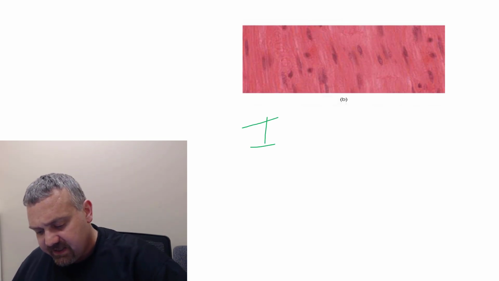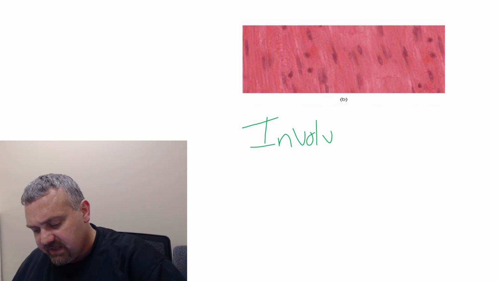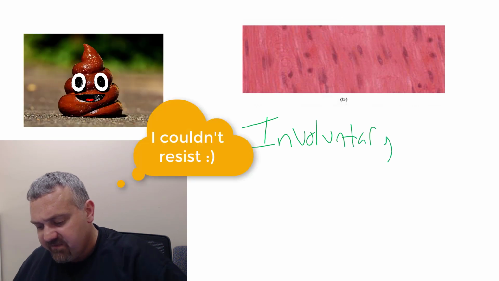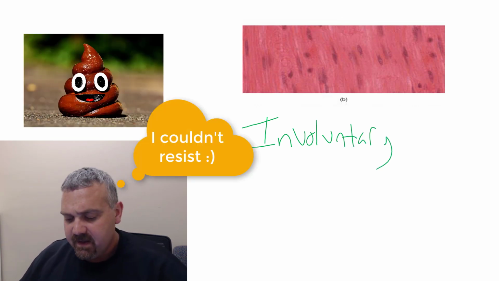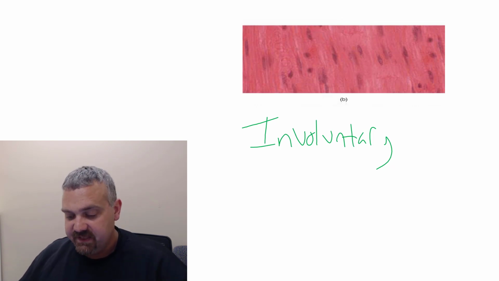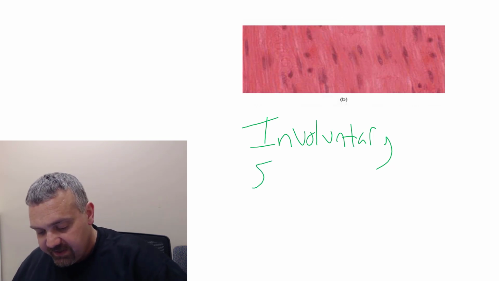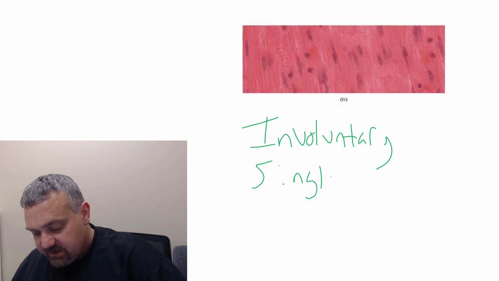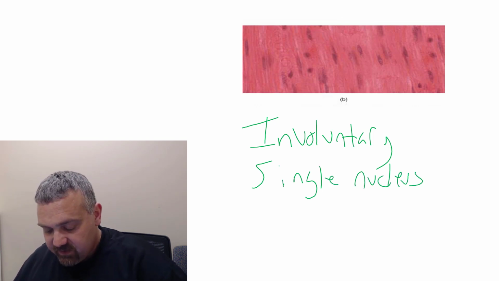Next we have the smooth muscle. Smooth muscle is going to be quite a bit different. Smooth muscle is involuntary, so you find smooth muscle in your hollow organs. Think blood vessels, GI tract, etc. So it's involuntary. You don't control it. You don't control the diameter of your blood vessels. You don't tell your stomach to churn up food. So involuntary, single nucleus. That means each individual muscle cell has one nucleus, which is what most cells have.